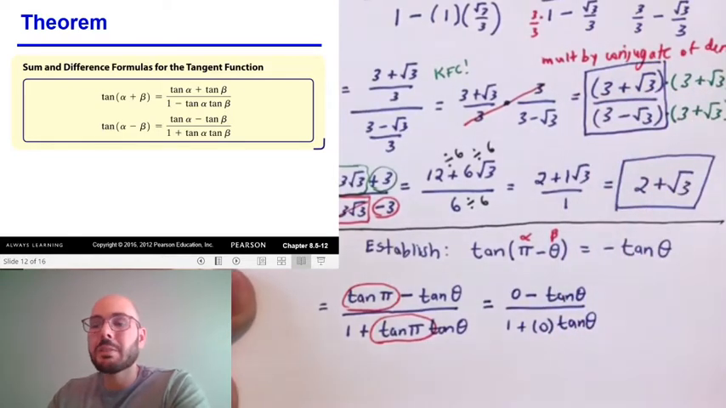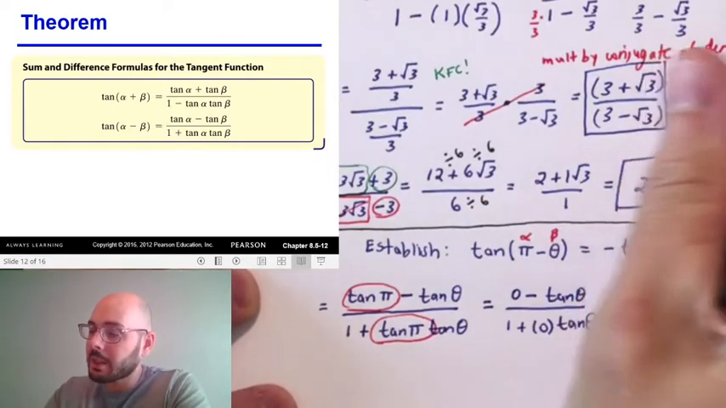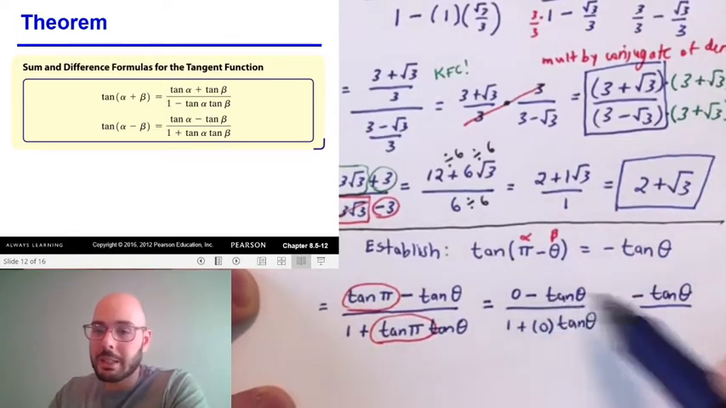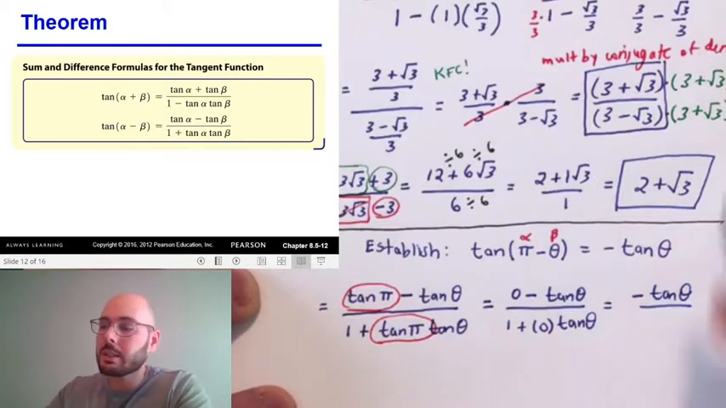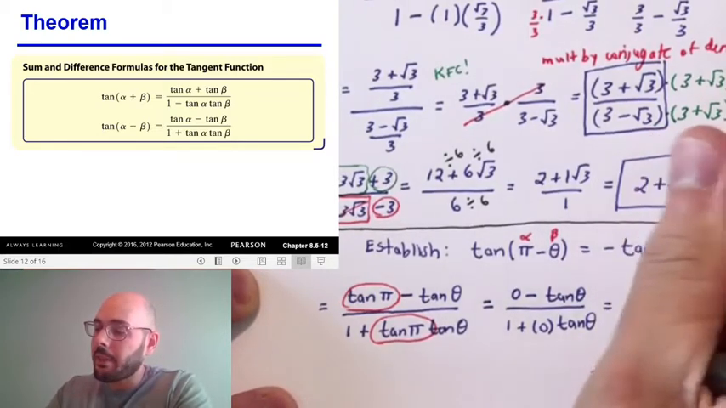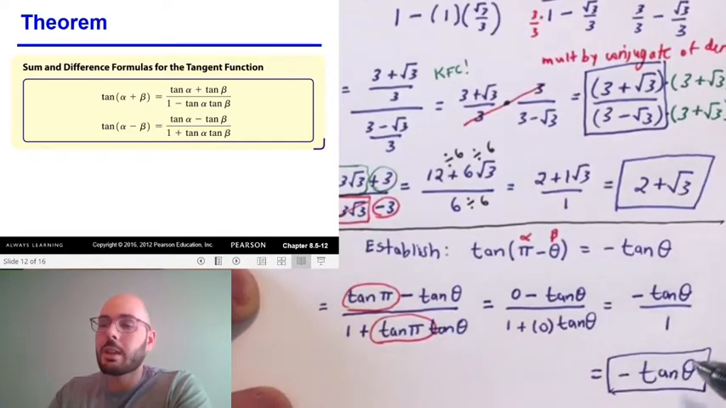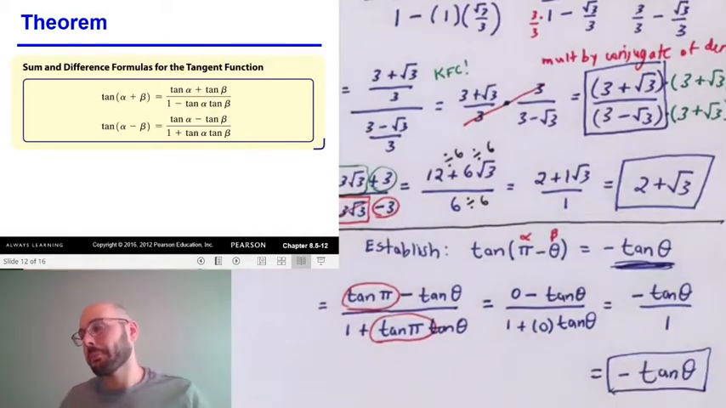And that helps simplify this very nicely, because 0 makes things disappear, right? This is going to end up being just a negative tangent theta on the top, because you have 0 minus tangent theta. On the bottom, 1 plus 0 times anything is 0, so that's just a 1. And that ends up being exactly what we wanted at the end, which was a negative tangent theta, right? That's what we were supposed to end up with, and that's what we got.